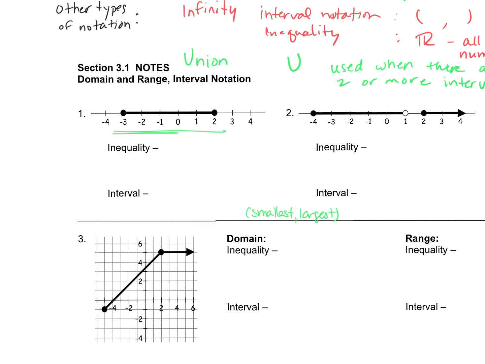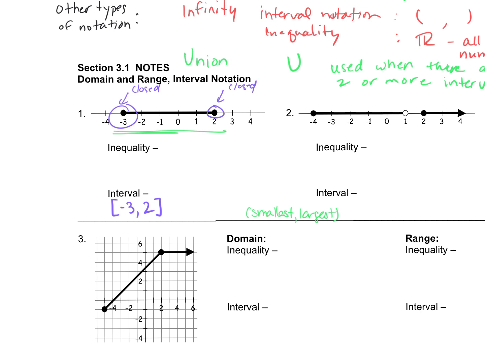Okay, so if I look at this graph, I can see here that this is closed because it's definitely a closed circle, so that's included, and this is closed. So if I'm using closed, that means I'll use a bracket. So I'm going to do a bracket. My lowest, smallest number here to the left is -3, all the way to the largest number here, which is 2, and then I will close the bracket.